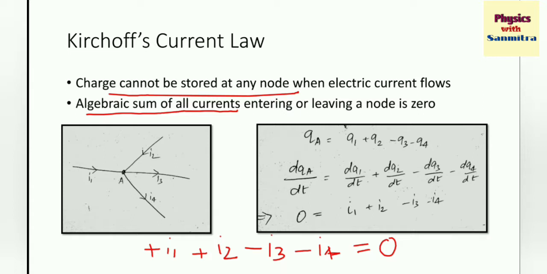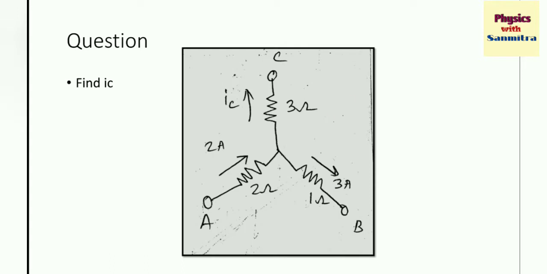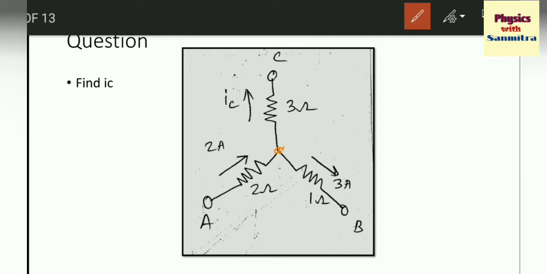And now let us solve a problem applying KCL. In this question, we have been given 3 branches with a 2 ohm resistor, 1 ohm resistor and 3 ohm resistor respectively. This is A, this is B and this is C. In this branch current is 2 ampere, in this branch current is 3 ampere, and in this branch current is IC. The direction of IC is shown outwards, leaving the node. Now tell me, what is the value of IC? Okay. Now let's apply KCL to find out the answer. Let's name this node P. Now applying KCL at P.